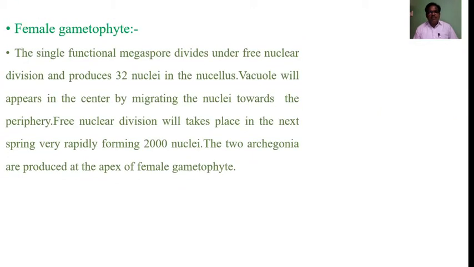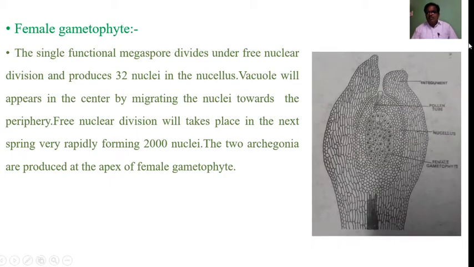Then the female gametophyte. This is the ovule, and this ovule is three layered. This large portion, as compared to the other, is nothing but the nucellus, and inside the ovule there is one functional megaspore. This is the actual structure of the ovule, and this is the funicle part.